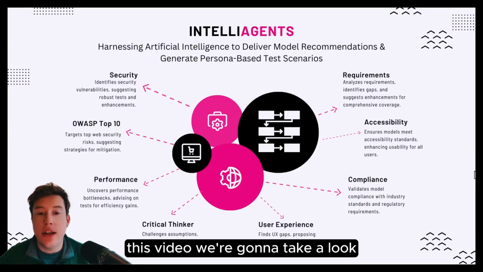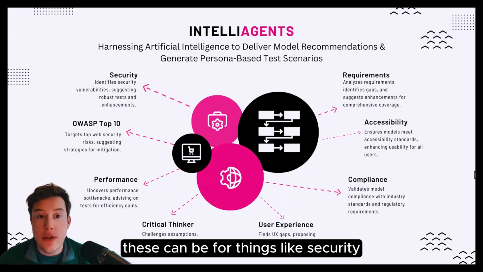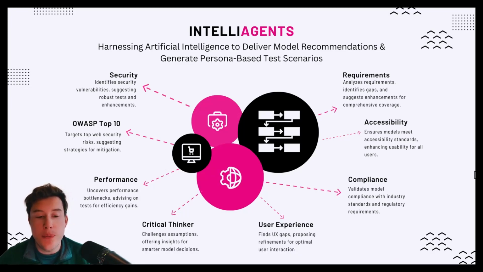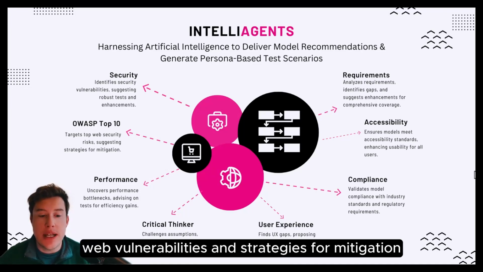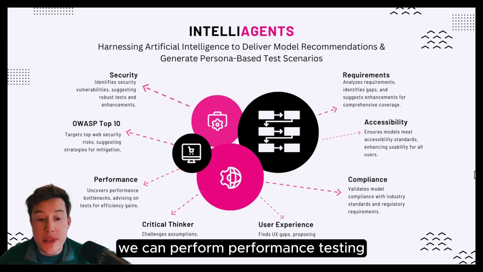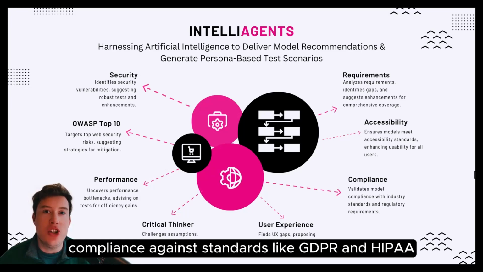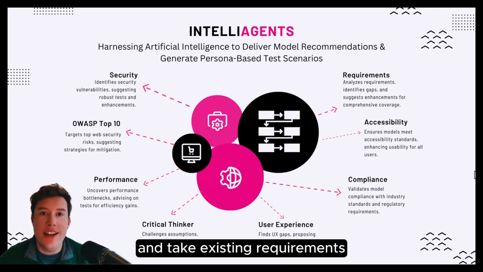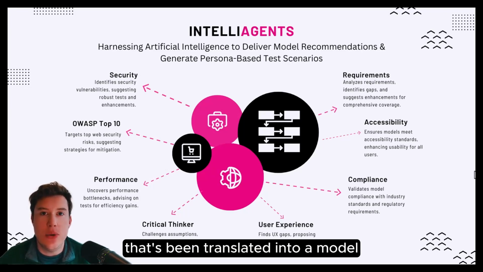In this video, we're going to take a look at some of the IntelliAgents that we've added. These can be for things like security, to identify security vulnerabilities and test them through our model. We can apply the OWASP top 10 web vulnerabilities and strategies for mitigation. We can perform performance testing, user experience testing, compliance against standards like GDPR and HIPAA, accessibility, and we can also use it to go away and take existing requirements and understand if there are gaps in our requirement specification that's been translated into a model.